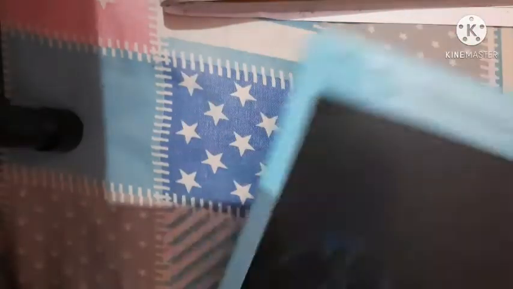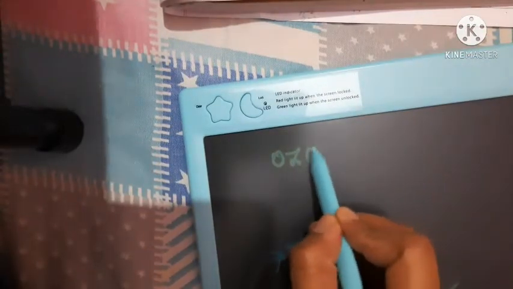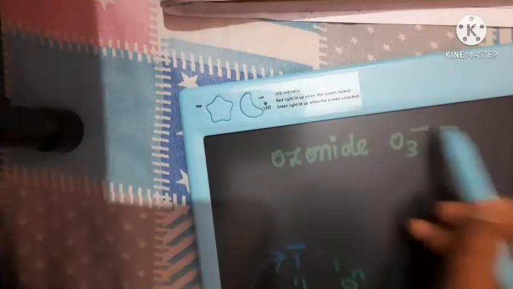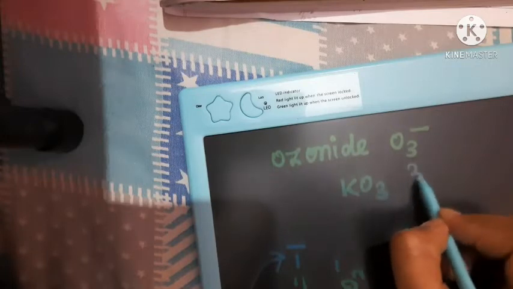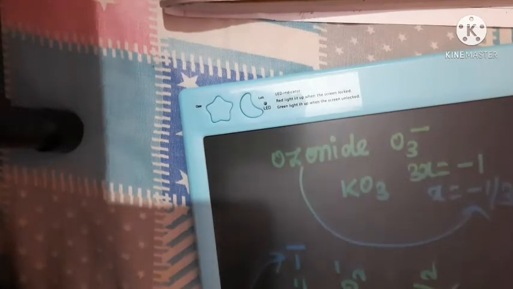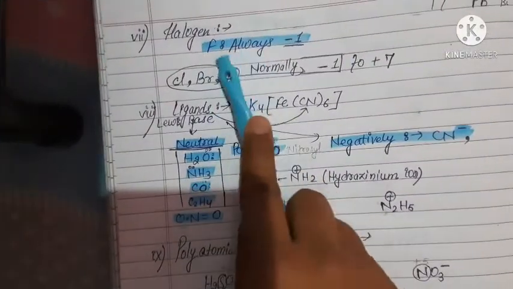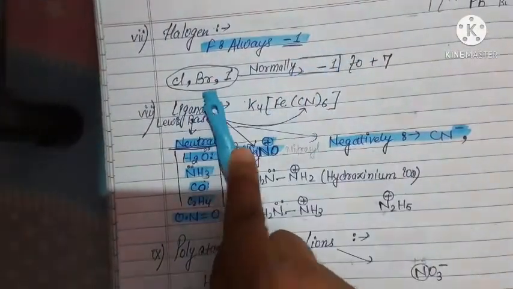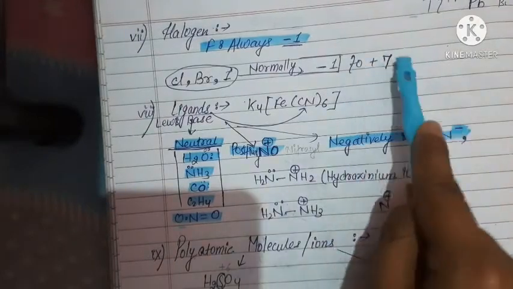Okay. And in case of ozonide, O3 minus, like KO3, 3x equals minus 1, so x equals minus 1 by 3. Ozonide, minus 1 by 3. Okay. Now in case of halogens you can see F is always in minus 1 state. Cl, Br and I are normally minus 1, but they can go up to plus 7.